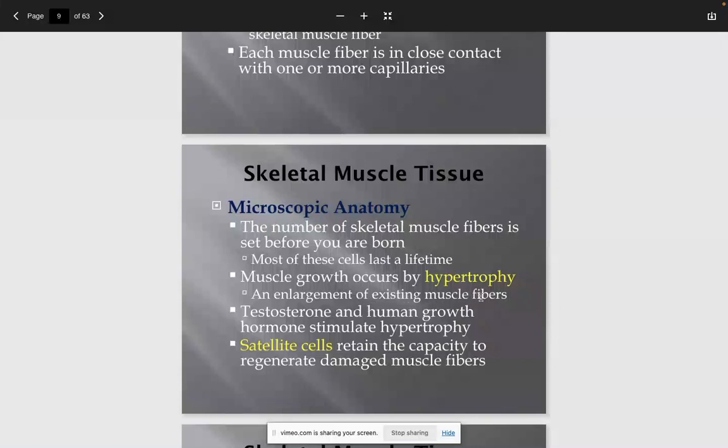Satellite cells are cells that are going to retain the capacity to regenerate whenever you have damage to muscle fibers.